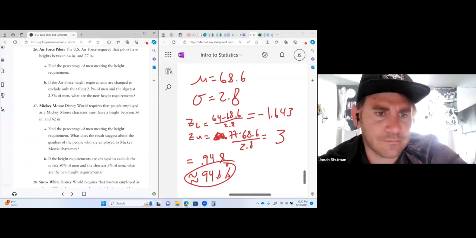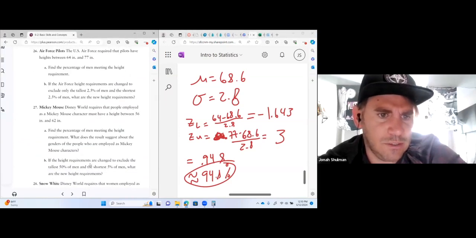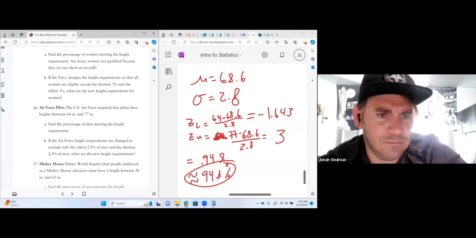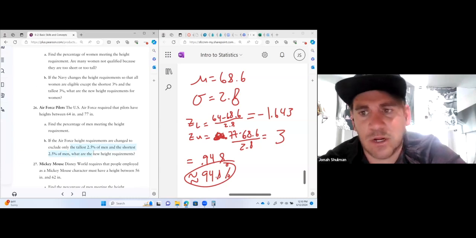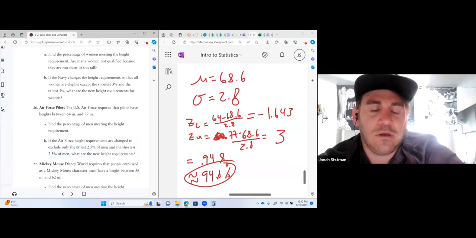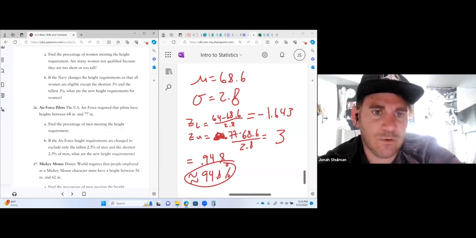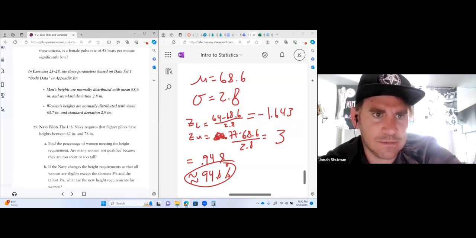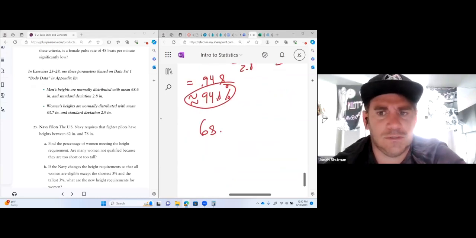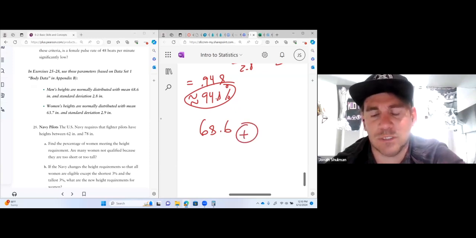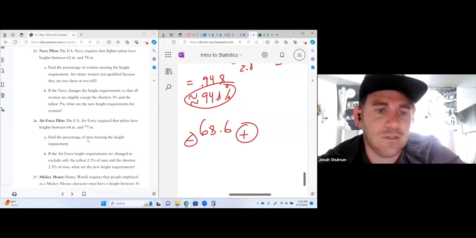So if the height requirements, oh sorry, this is Disney World. If the height requirements are changed to exclude only the tallest and the shortest men, what are the new height requirements? Okay, so now we have to go backwards. If we can figure this out, we just have to take it away from the average, right? The average for men is 68.6. Whatever value we get from the positive side, we could just subtract it for the lower side.